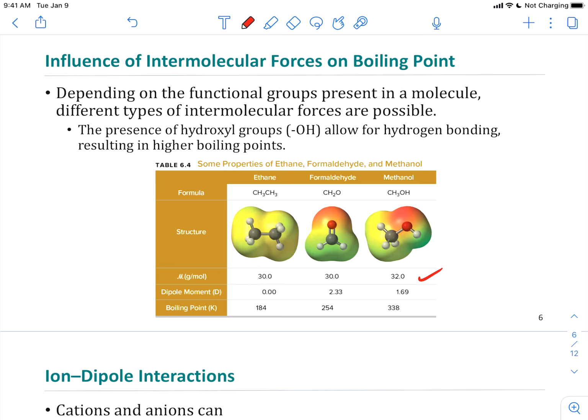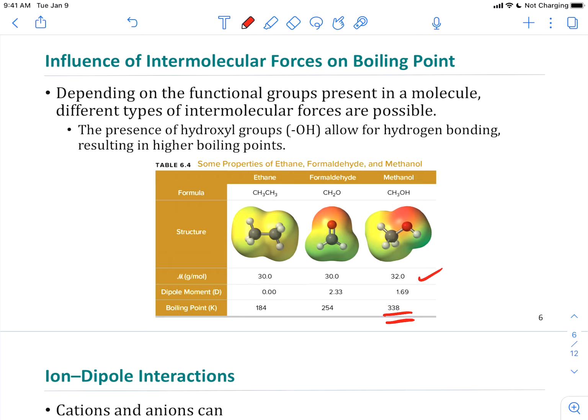Formaldehyde has London dispersion and dipole-dipole forces. Methanol has the highest boiling point because it has hydrogen bonding on top of those London dispersion and, if you will, dipole-dipole forces. So it's the strongest.